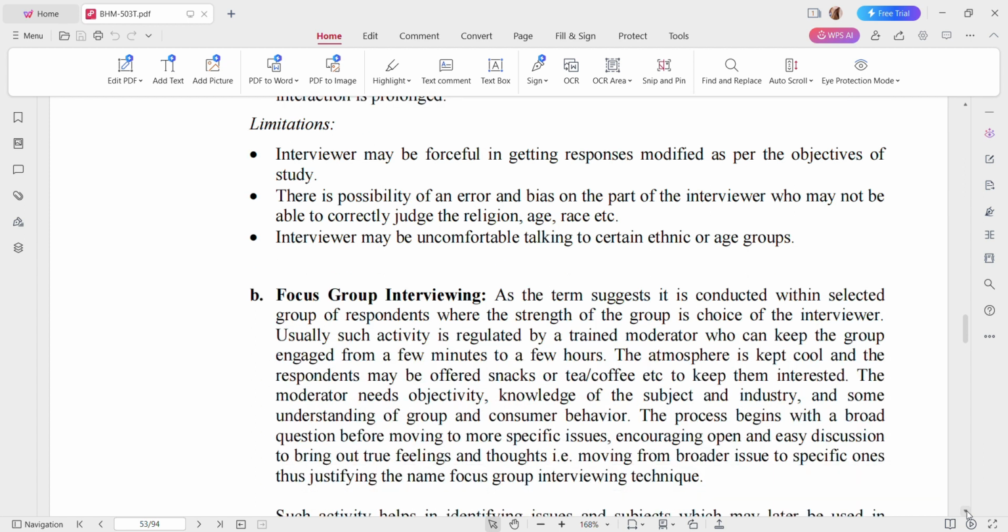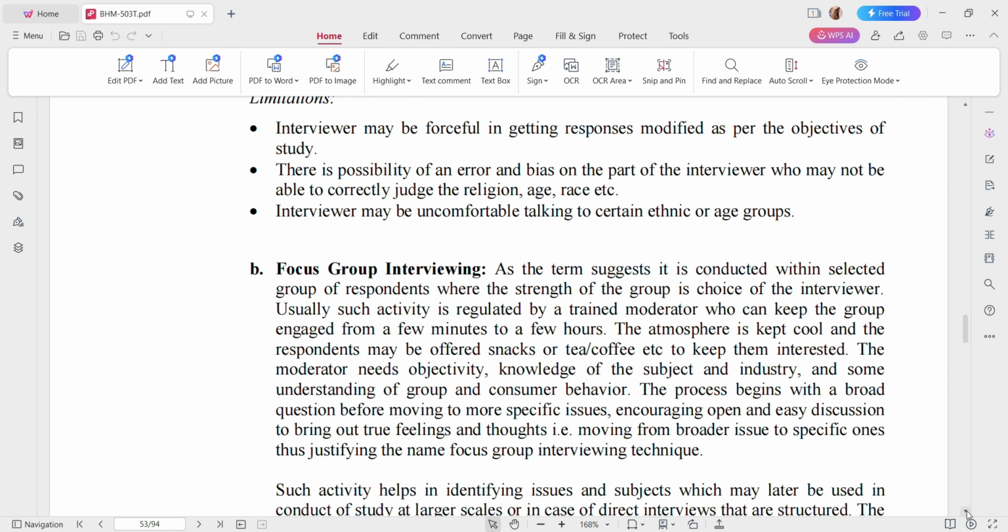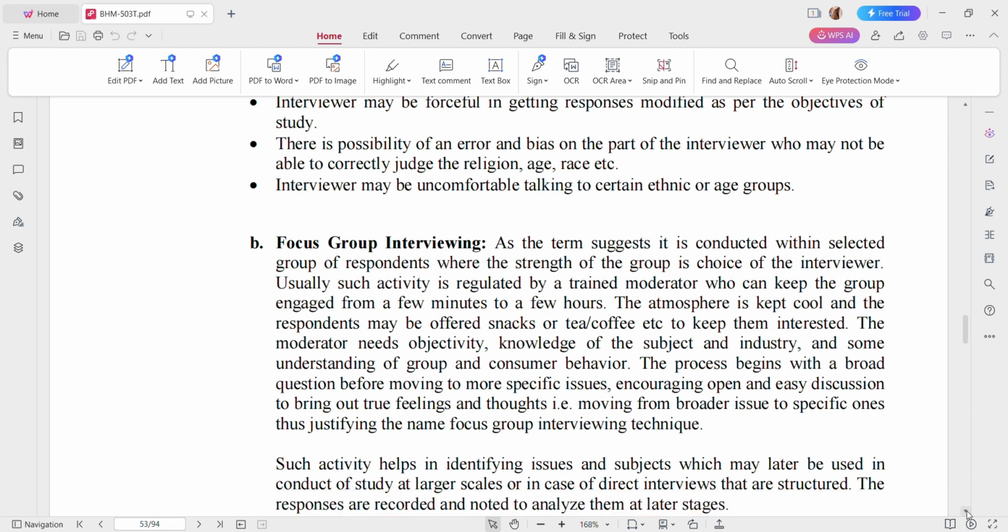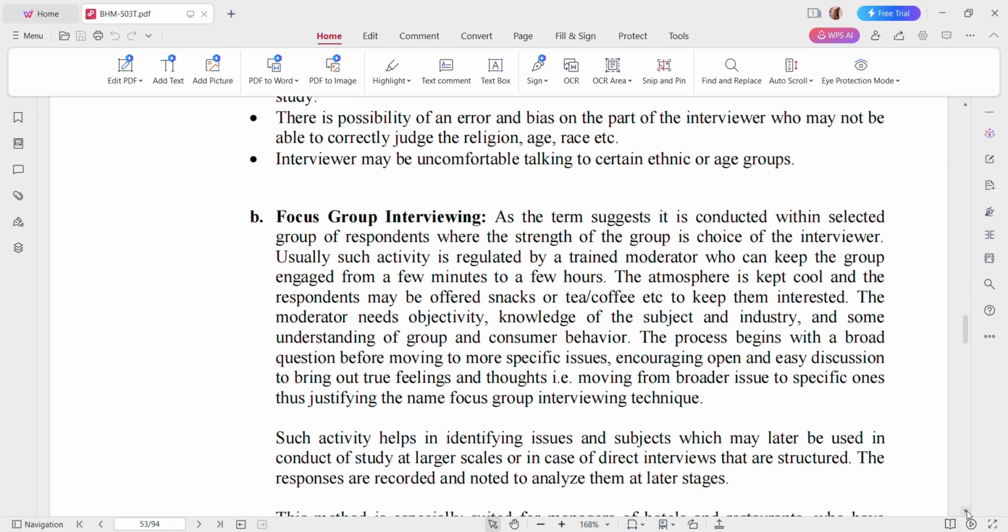Ito, focus group interviewing. Ito yung kagandahan when you do research kasi dami mong pwedeng gamitin. If you want your discussions to be rich, then you can also adapt this type of data collecting process. You do focus group. No? As the term suggests, it is conducted within selected group of respondents where the strength of the group is choice of the interviewer. Okay? So, ang dami mo.